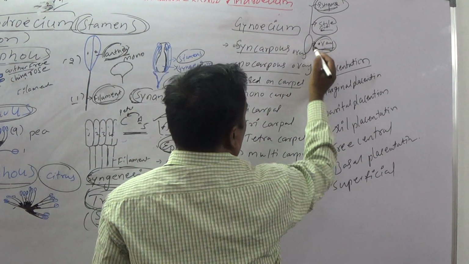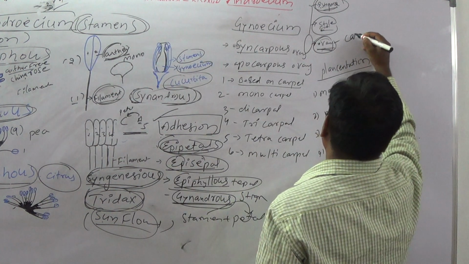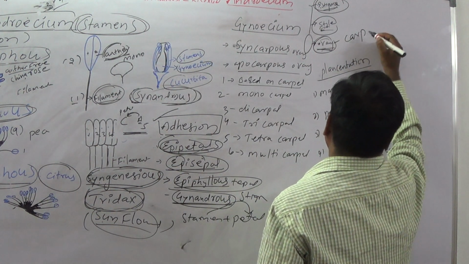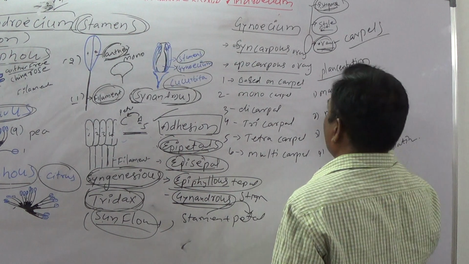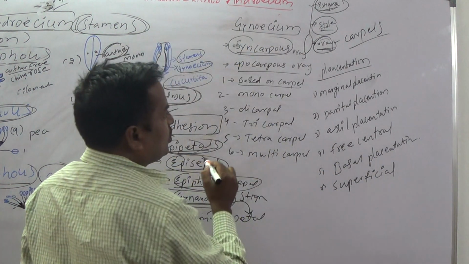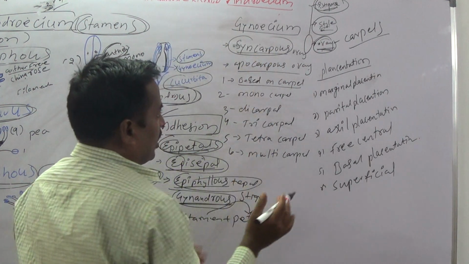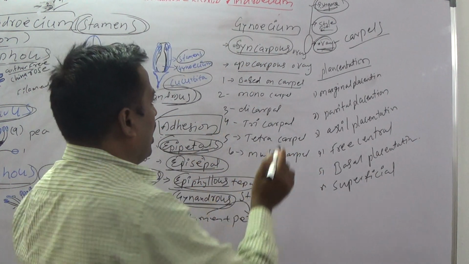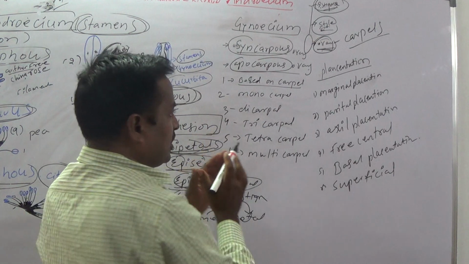The ovary is made by carpels. Based on carpel arrangement, syncarpous ovary is a very important term, students. Syncarpous is nothing but the carpels are united. Apocarpous is nothing but the carpels are free.